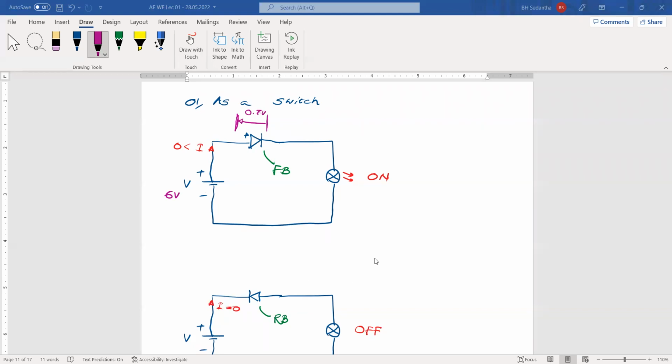Okay. Then how much voltage has the bulb received? Here, from 6 volts, we have to deduct 0.7 volts. Then across the bulb, it receives 5.3 volts. That voltage drop is there.